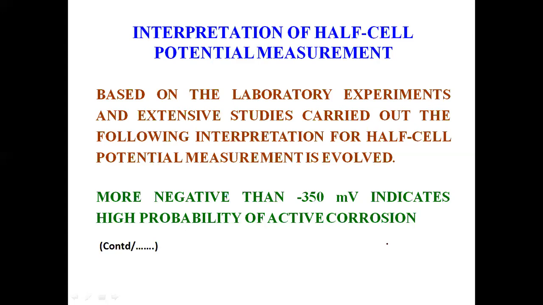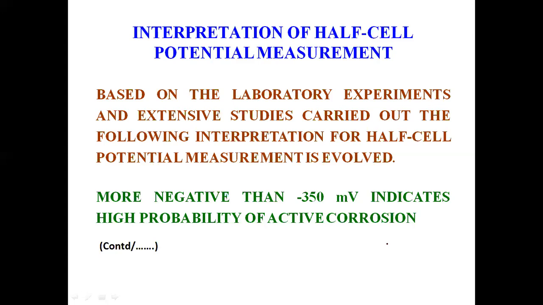So what are the interpretations of half cell potential meter measurement? It is based on laboratory experiments, and extensive studies have been carried out to interpret the half cell potential measurement. A reading more negative than around minus 350 millivolts indicates a high probability of active corrosion. There is a clear description given.